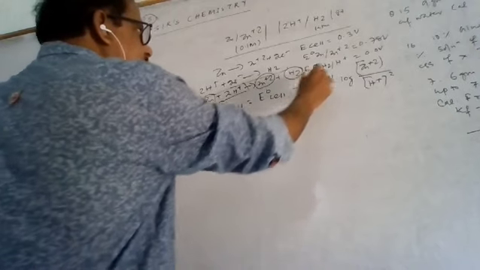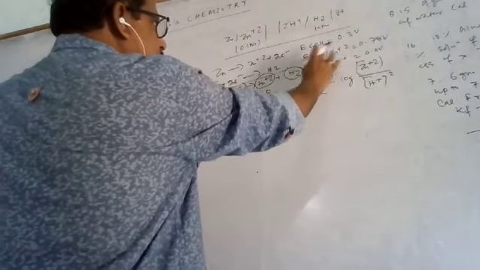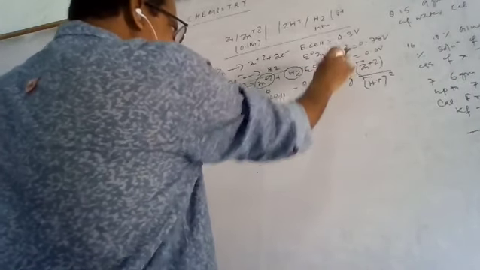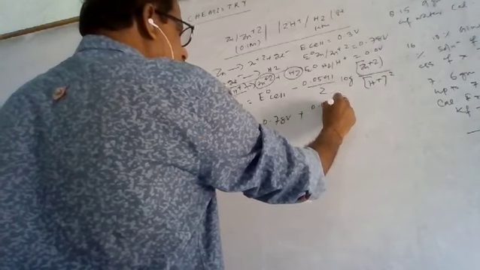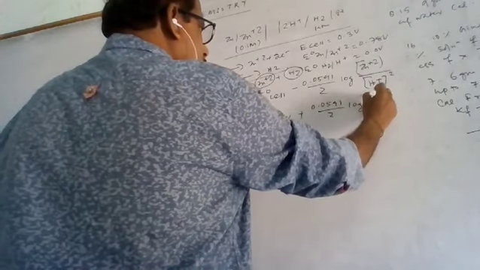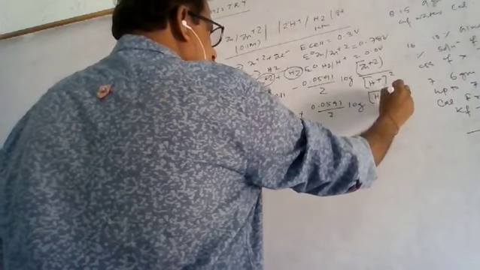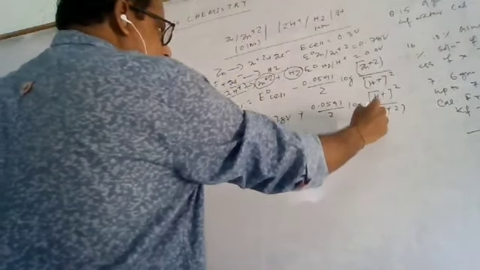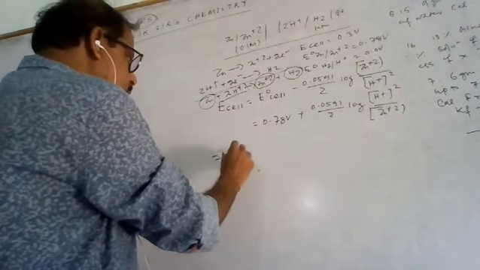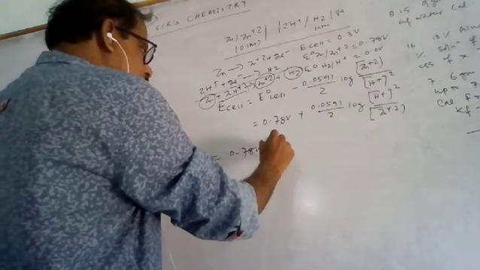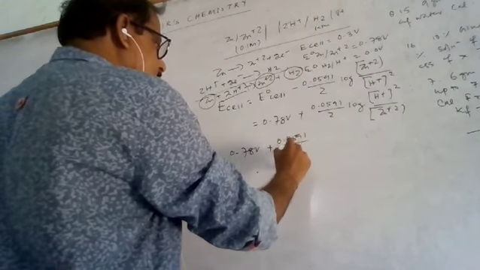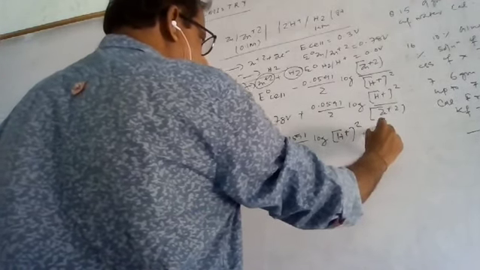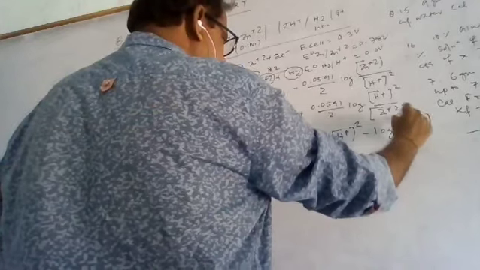Here the E naught cell, because the E naught cell means it will be E naught Zn and E naught hydrogen, that will be equal to 0.78 volt. And if we change it, that will become plus 0.0591 by 2 log H plus concentration to the power 2 by the Zn plus 2 concentration. So in case of the logarithm, that will be equal to 0.78 volt plus 0.0591 by 2 log H plus concentration to the power 2 minus log Zn plus 2 concentration.